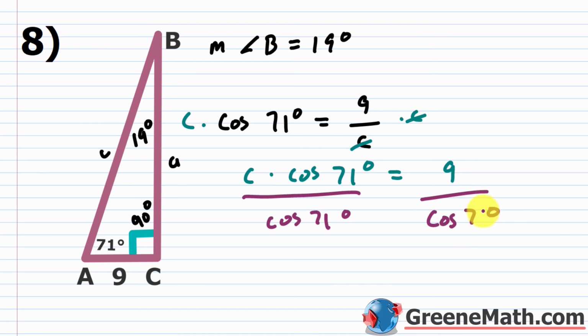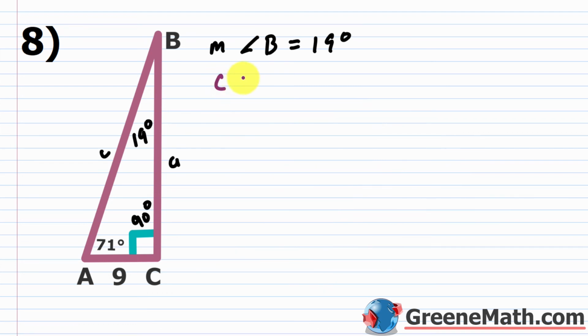Let me make that one a little bit better. So this would cancel, and so you're going to have c is equal to 9 over the cosine of 71 degrees. So let's key that into the calculator, and I get about 27.6 if I'm rounding to the nearest tenth. So we'll say c is approximately 27.6. Let me get rid of this and put 27.6 in there like that.